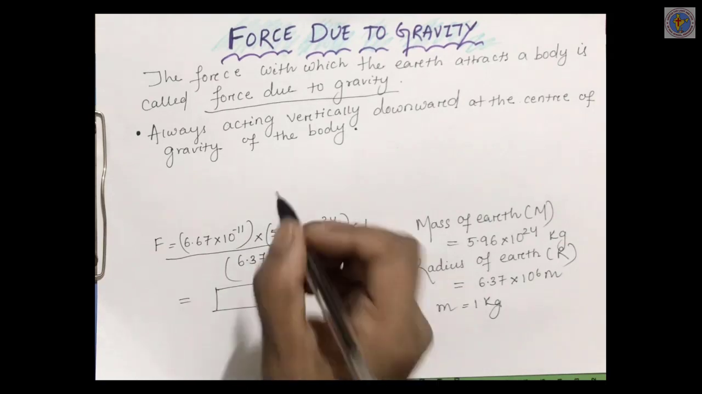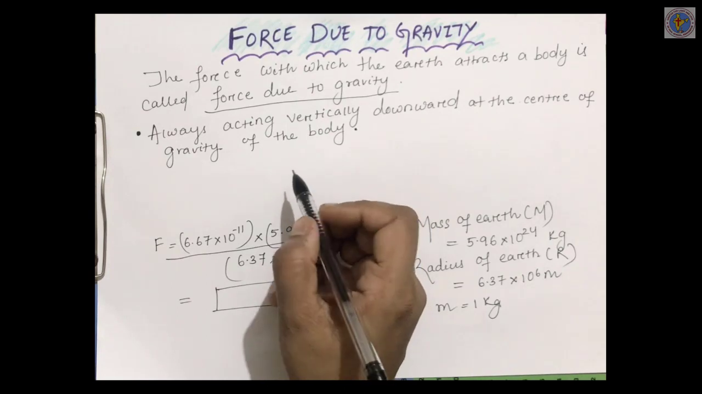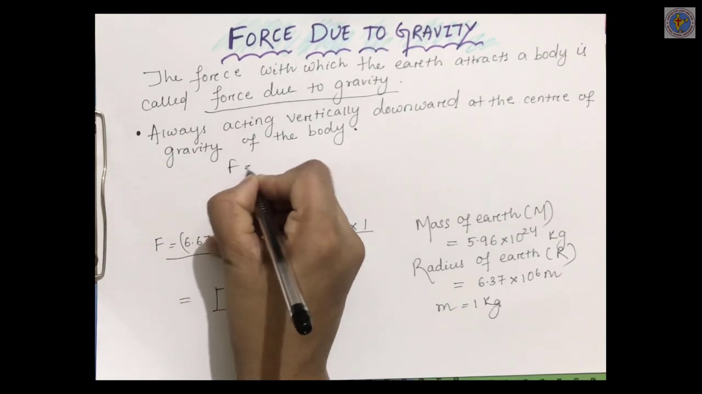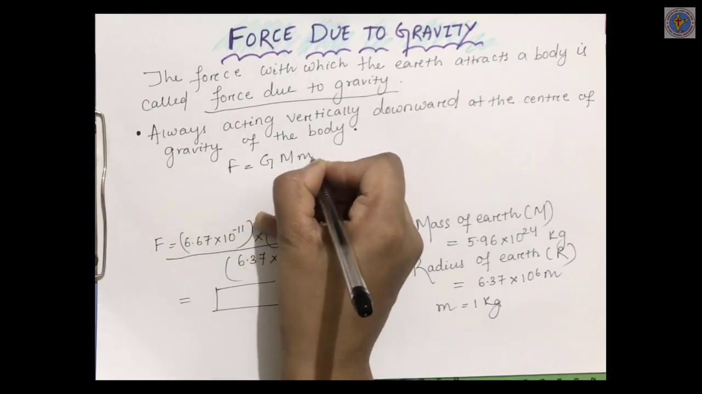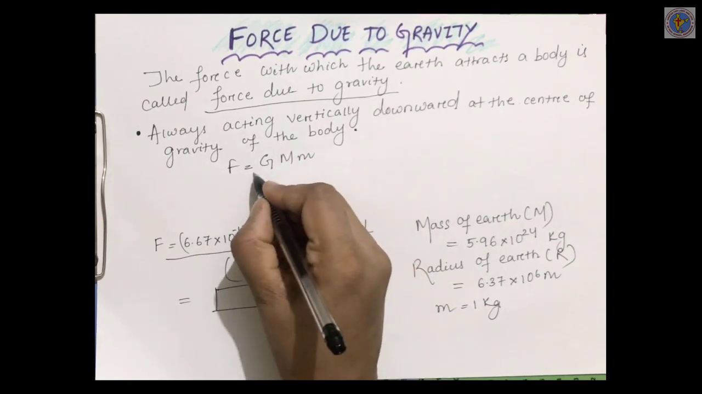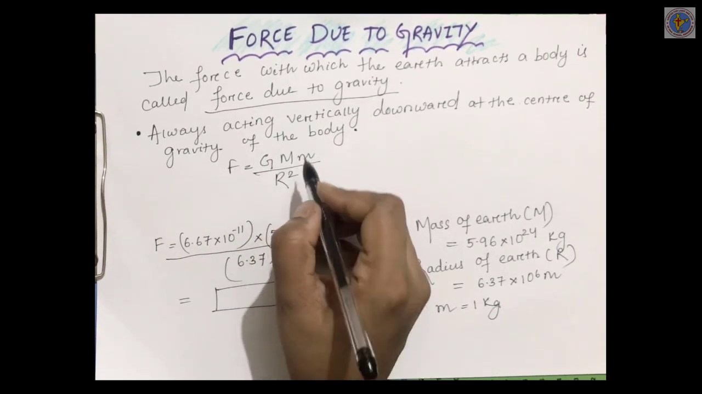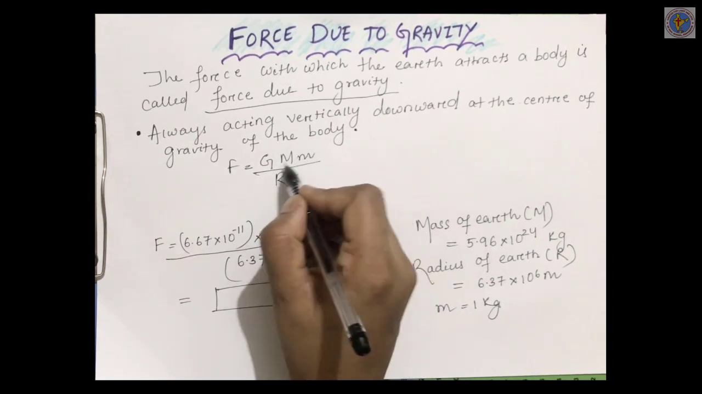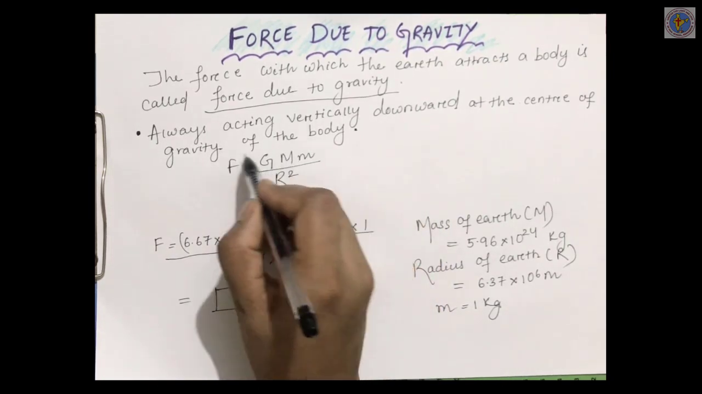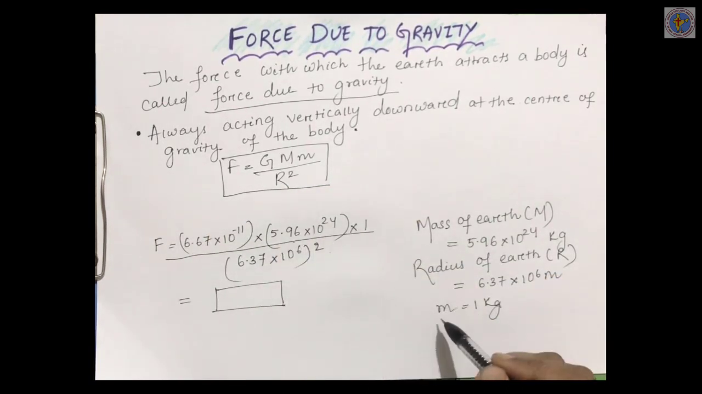Now let us try to find out the force with which the earth is attracting the body towards itself, or we can say the force due to gravity. Here we know the formula: F is equal to capital G big M small m by R square. Normally we take M1 and M2, but here we are taking capital M and small m. R is the distance of separation between capital M and small m. Here capital M is the mass of the earth, and small m is the mass of any body.